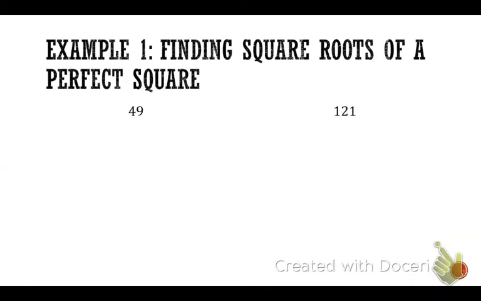Okay, so in example 1, it's important that we pay attention to the directions here. It says find the square roots, plural, of a perfect square. And the reason there's more than one square root is because there is no radical, okay? It's just the number that stands alone. So we know that the square root of 49 is what? All right, we just talked about it. It's 7, okay? Because 7 times 7 is 49.